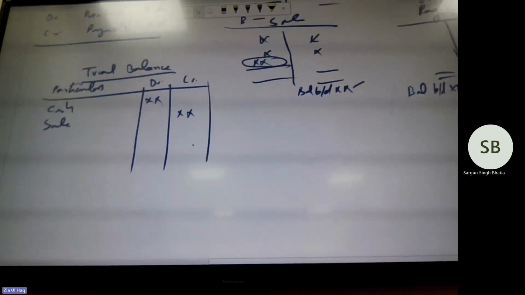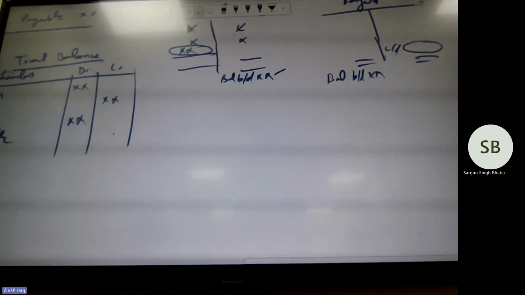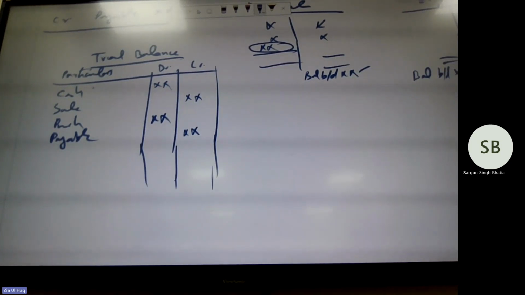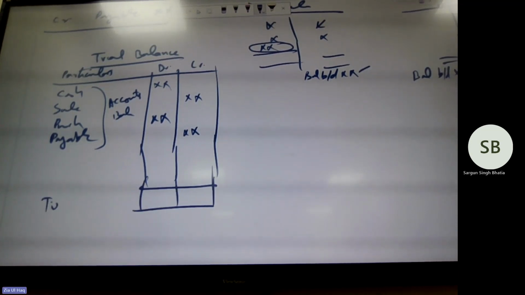The next ledger is the purchase ledger, we will record purchases. It is a debit balance, so we record it here. Next is the payable ledger, we will record payables. It shows a credit balance, so we record it here. We record all the account balances, debit on the debit side, credit on the credit side. Then we total them, and this total should always be equal to this total.